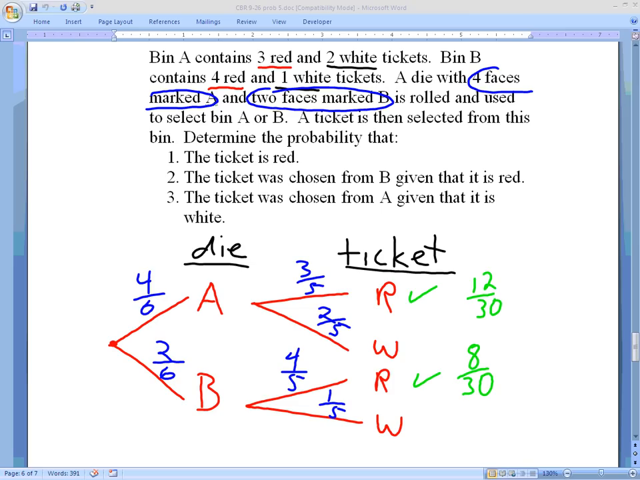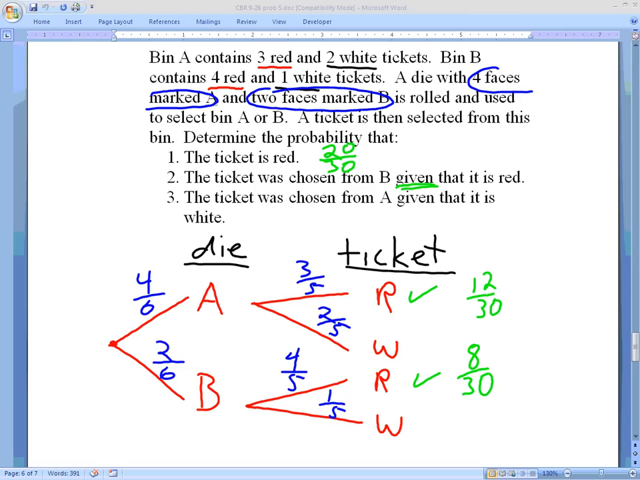To find the probability it's red, we combine those two ways to get red. We add 12 over 30 plus 8 over 30, which gives me 20 over 30, or 2/3. So that's sort of an old school tree diagram question. Now we get to the new part. The ticket was chosen from B, given that it's red.